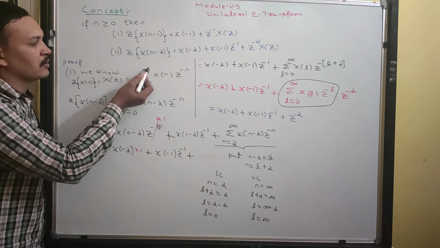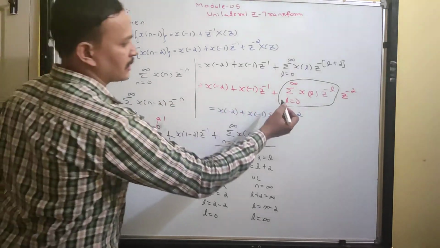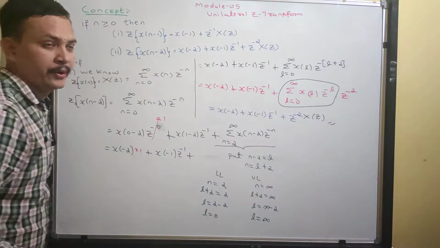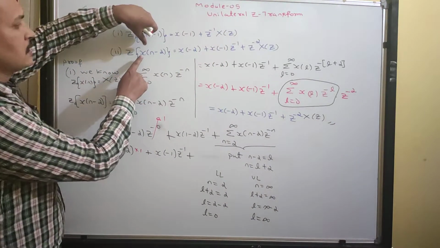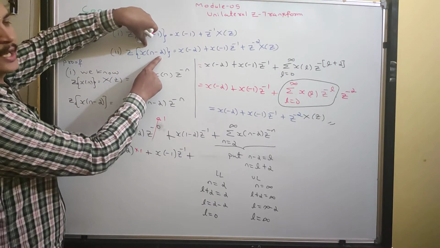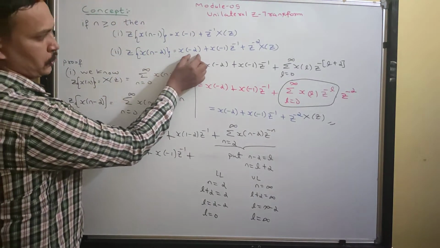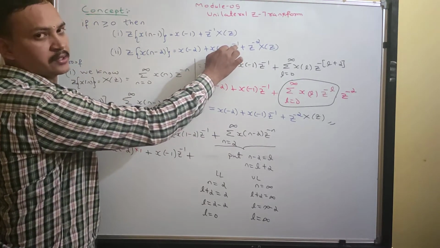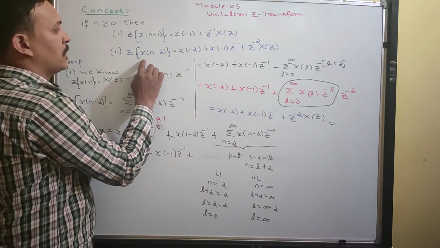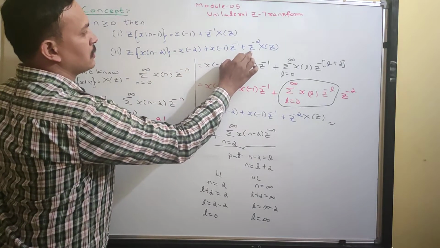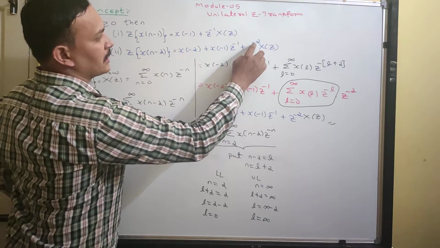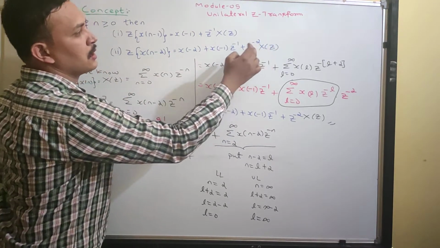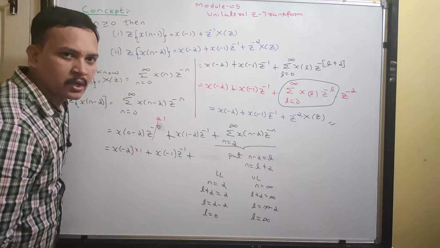Then everything will become L, the same thing as here. Therefore you can write x of z. Hence proved. So look here: the z transformation of x of n minus 2 can be written as what? First you take x of minus 2, then in decreasing order x of minus 1 into z inverse. Finally, after substituting, you get the highest power z power minus 2, then at last you write x of z.